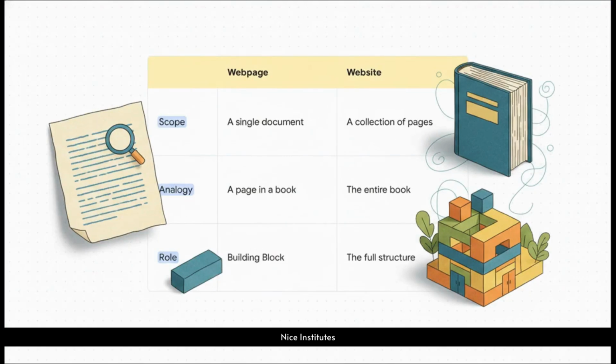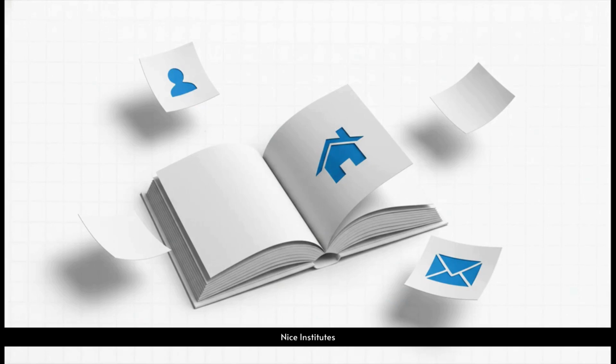This slide lays it out perfectly. A web page is just one single document that you're looking at right now, but the website, that's the entire collection, everything that lives under that one single address, all linked together. Let me put it another way. If a website is a book, then a web page is just one single page inside that book. The About Us page, that's a web page. The Contact page, that's another web page. Together, along with the home page and everything else, they make up the complete website.